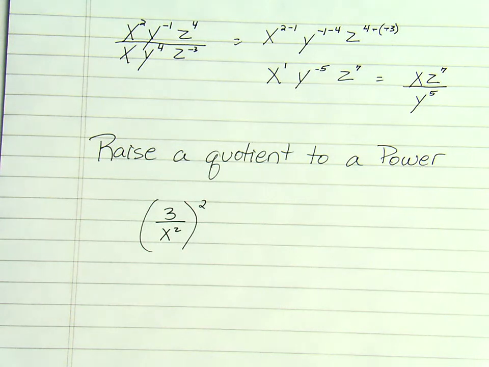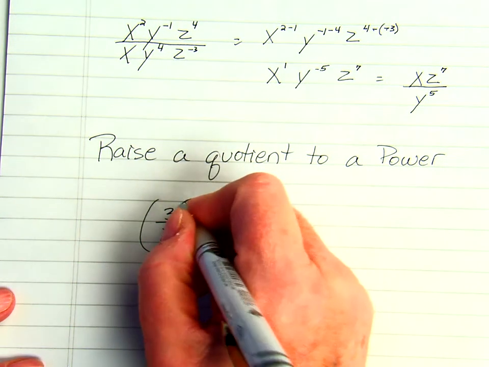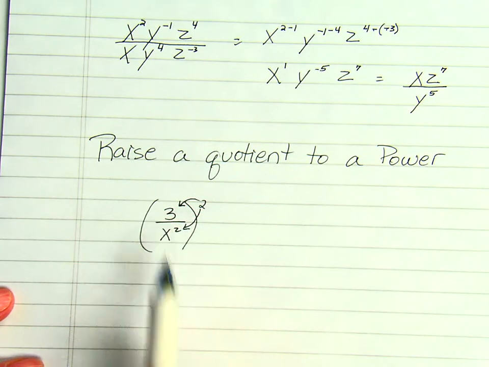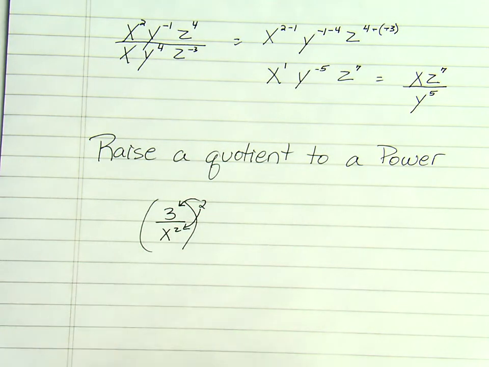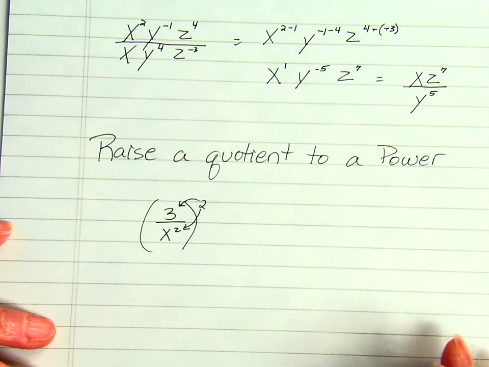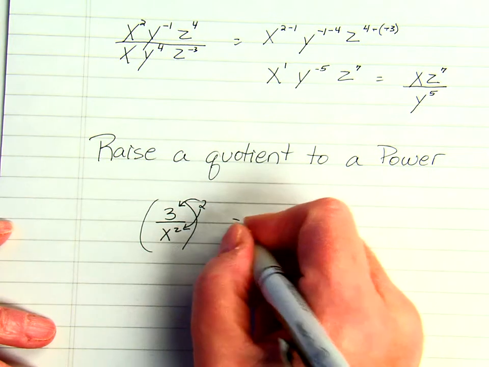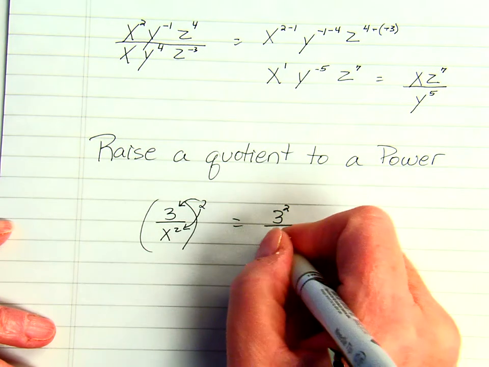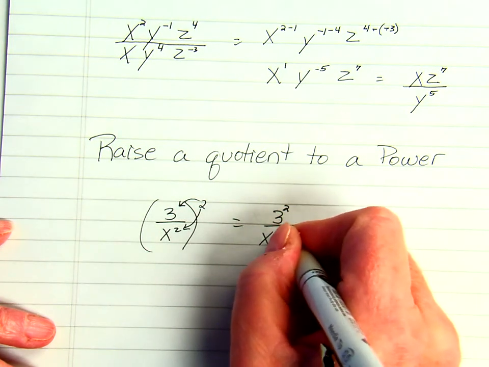When we were raising a product to a power, we made sure that the exponent was distributed to both parts of the product. Here, we're going to make sure that it's distributed to both parts of the division equation. So this will actually equal 3 squared, and x squared times 2.